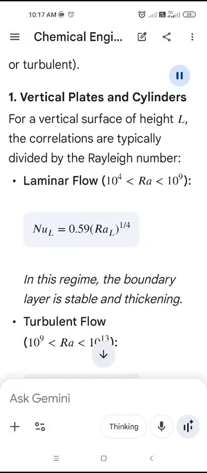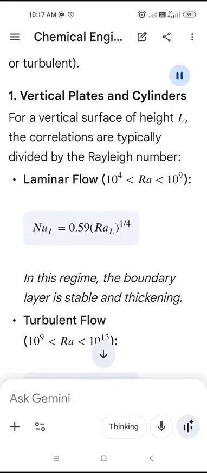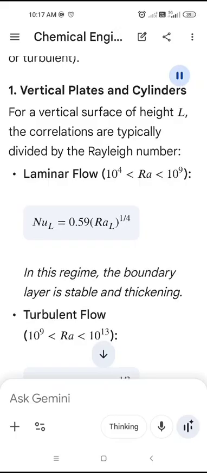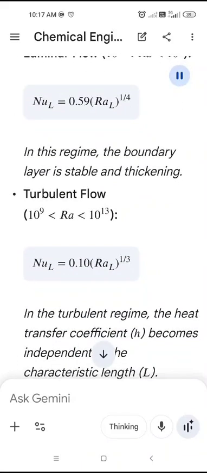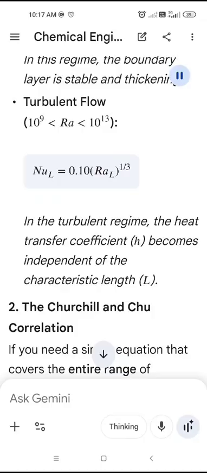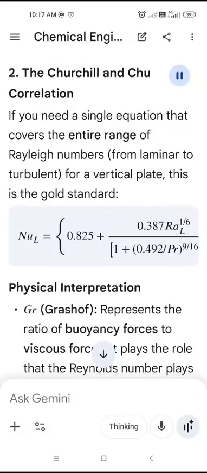1. Vertical plates and cylinders. For a vertical surface of height L, the correlations are typically divided by the Rayleigh number. Laminar flow: 10^4 < Ra < 10^9. In this regime, the boundary layer is stable and thickening. Turbulent flow: 10^9 < Ra < 10^13. In the turbulent regime, the heat transfer coefficient, h, becomes independent of the characteristic length, L.